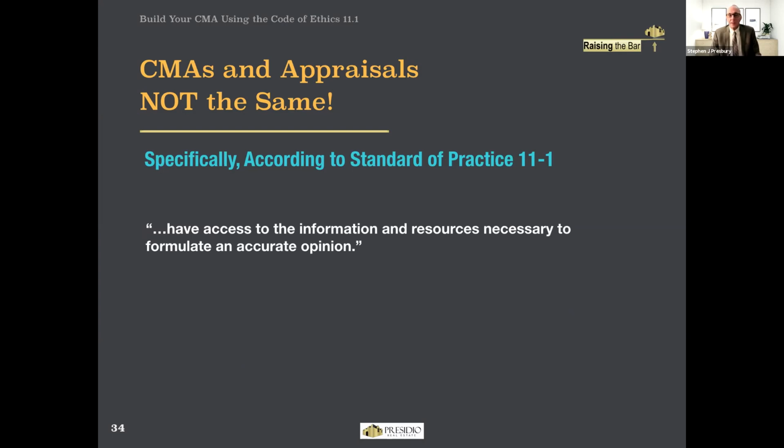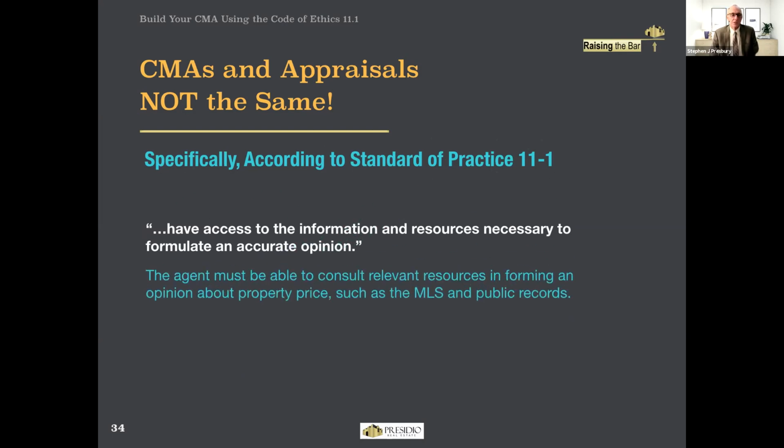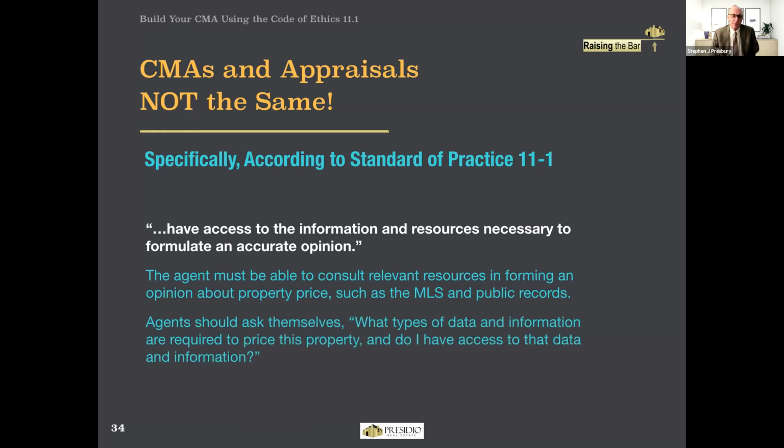Have access to the information and resources necessary to formulate an accurate opinion. So the agent must be able to consult relevant resources in forming an opinion about property price, such as the MLS and obviously the public records. Agents should ask themselves, what type of data and information are required to price this property, and do I have access to that data and information? Any questions on that slide?